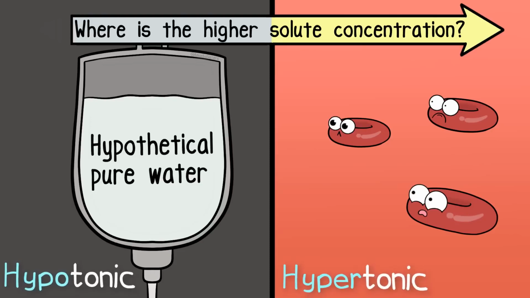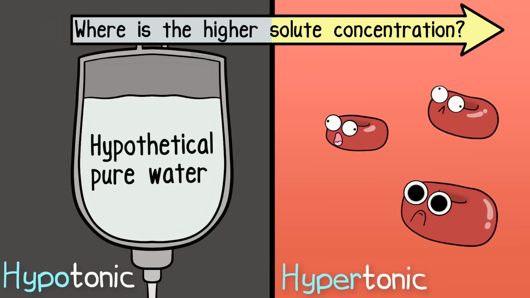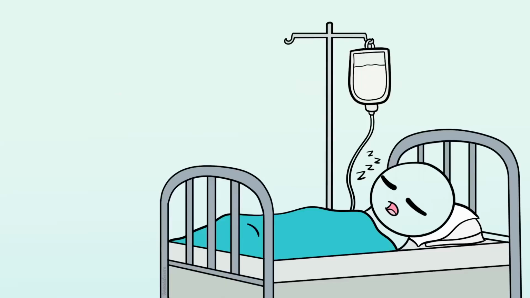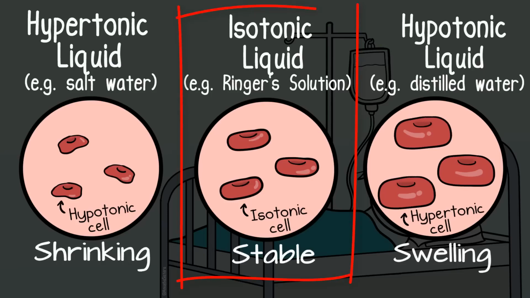The cells are hypertonic compared to the pure water in the IV tube because the cells have a greater solute concentration. The cells would swell and possibly burst. Exploding red blood cells are not good. If a person needs fluids, they typically will receive a solution that is isotonic to their blood plasma. Isotonic means equal concentration, so you won't have any swelling or shrinking red blood cells.